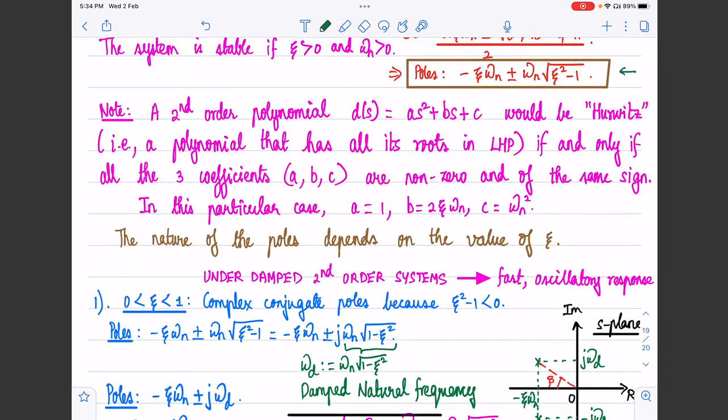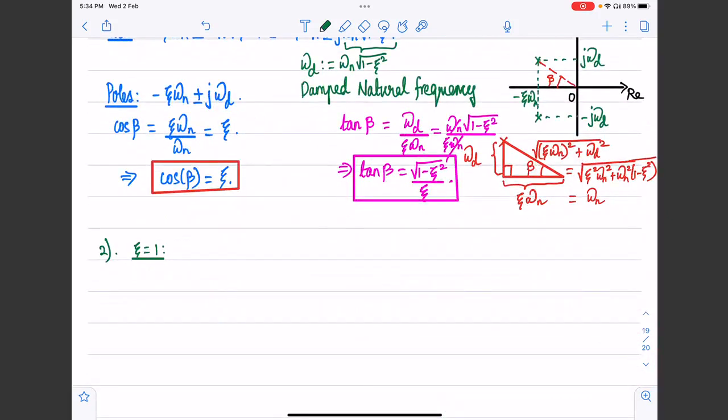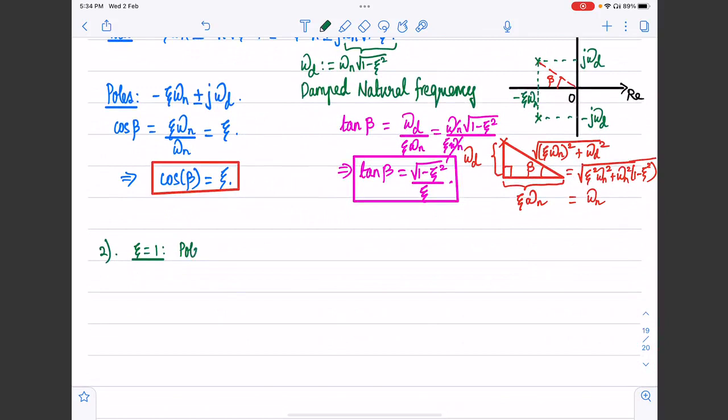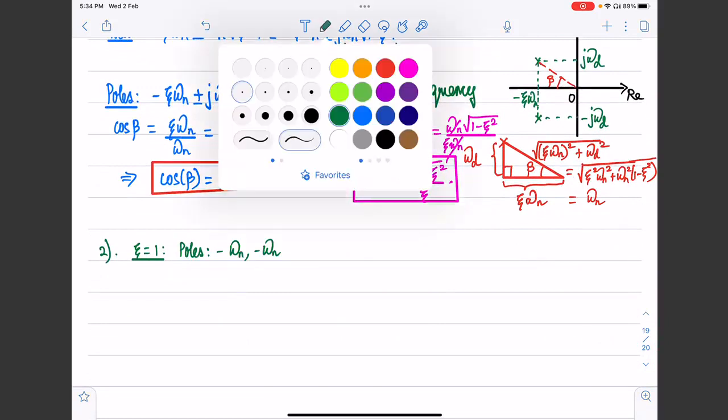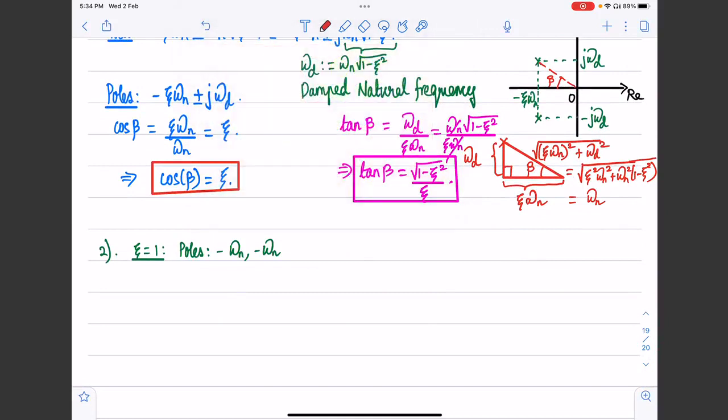So this is what gives us the poles. Now when zeta is exactly equal to 1, zeta square minus 1 becomes 0, so the second part vanishes. And the first part, which is minus zeta omega n, just becomes minus omega n. So when we have zeta equal to 1, we have two repeating poles at minus omega n. All right, this is what is called a critically damped second order system. When the damping ratio is exactly equal to 1, we get what is called a critically damped second order system.